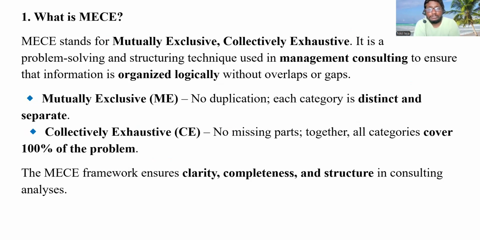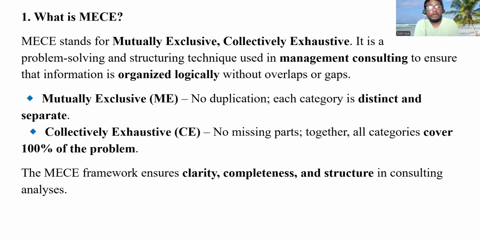So mutually exclusive means no duplication. Each category is distinct and separate. Apple is a separate and distinct category. Banana is a separate and distinct category. And mangoes are a separate and distinct category, right? Collectively exhaustive means no missing parts. We are not missing any fruits, right? Every fruit has a different and distinct segment, but all are together in a basket.